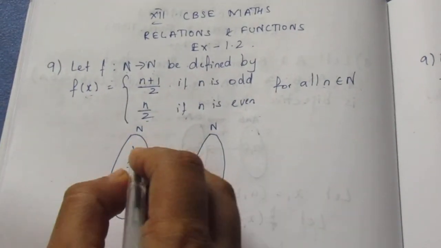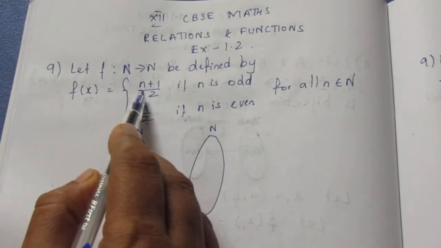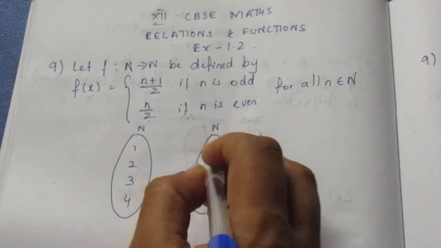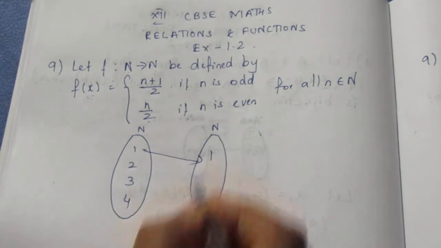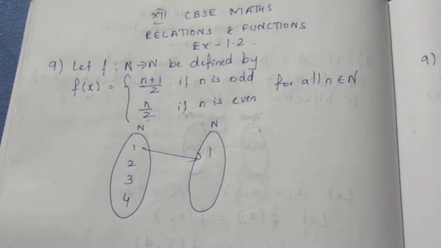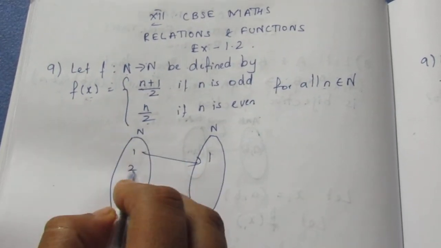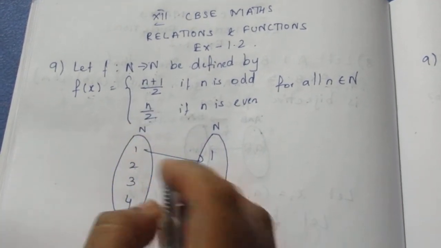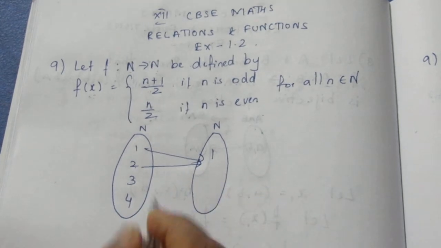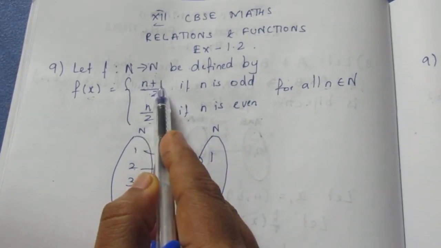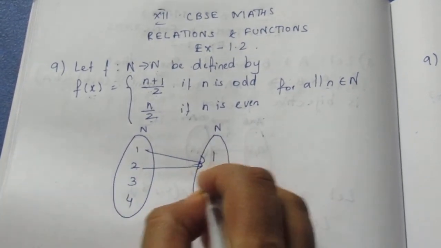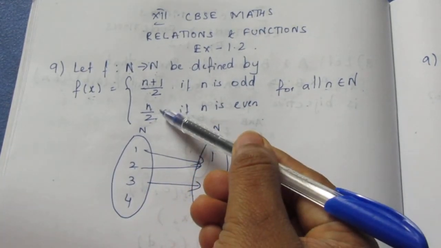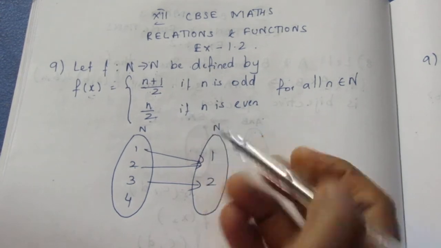Here if I substitute 1, which is an odd number, I need to substitute 1 plus 1 by 2. So 2 by 2 will become 1. So f of x for this will become 1. If I substitute 2, an even number, I need to substitute in this. So 2 by 2 will become 1. If I substitute 3, 3 plus 1 is 4, by 2 is 2. Same way 4 is an even number, I need to substitute in this. So 4 by 2 will become 2.